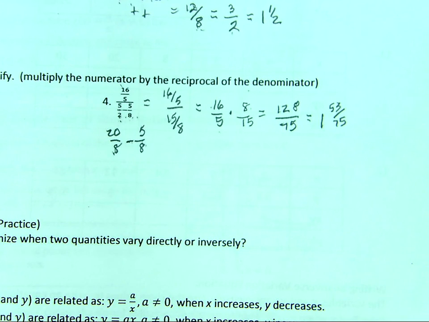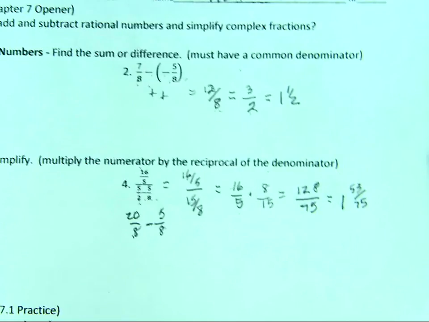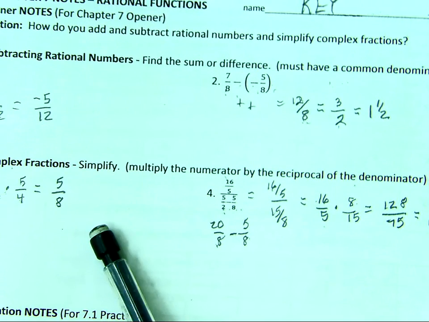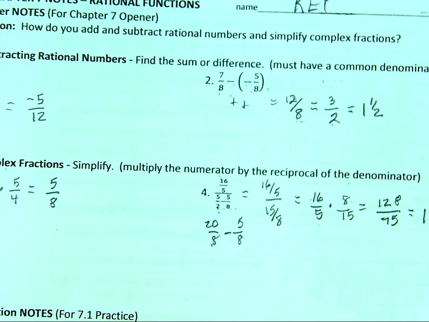And that's it for 7.0. So you have adding and subtracting, which means you get a common denominator, and you have complex fractions. Take the top times the reciprocal of the bottom.